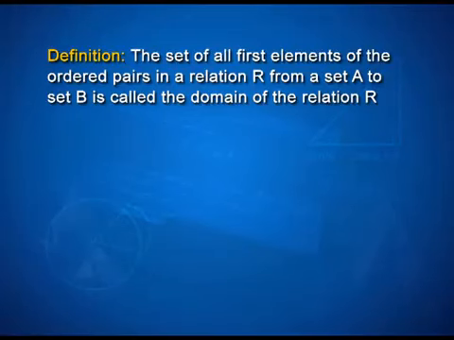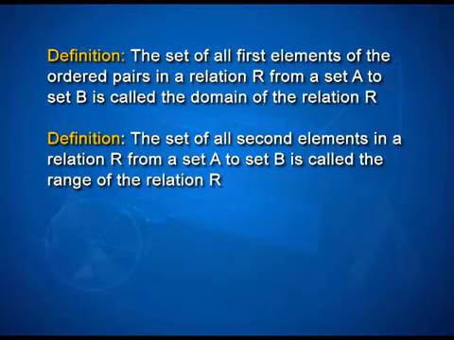This also leads us to the definition of what we mean by domain of a relation. The definition states that domain is the set of all first elements of the ordered pairs in a relation R from a set A to set B. What in the context of previous example it means is the set A consisting of all the 4 names of the persons that we were referring to. That would become the domain of the relation. And what would become the range? We defined range to be the collection of all second elements in a relation R from a set A to set B.